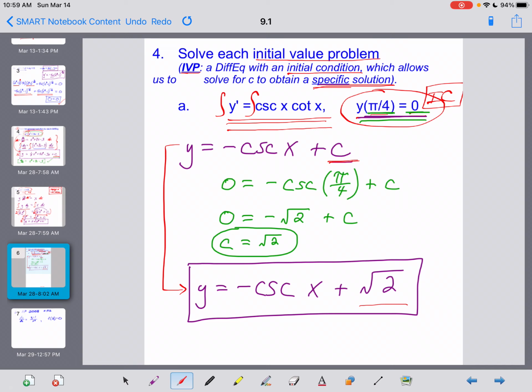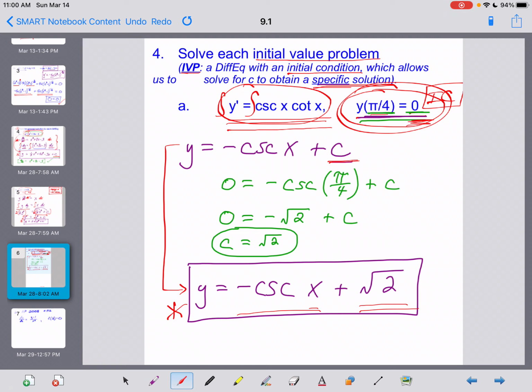To verify that, we really did this already: cosecant of pi over 4 is root 2. The opposite of that is negative root 2, and plus root 2 means that y would be 0 when x was equal to pi over 4. So there's an infinite number of functions that have this derivative, and an infinite number of functions that pass through this point, but only one function does both of those things, and we found it right here.